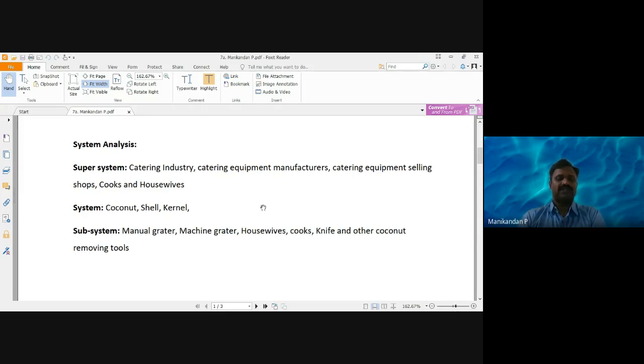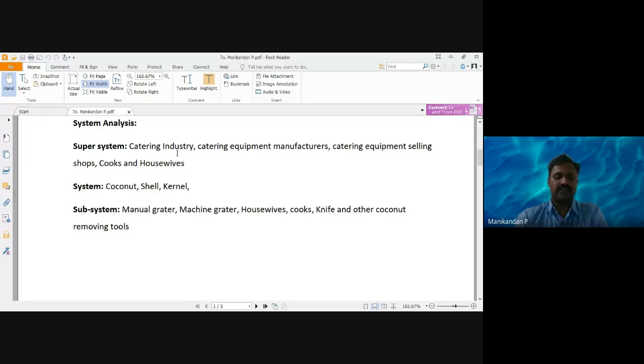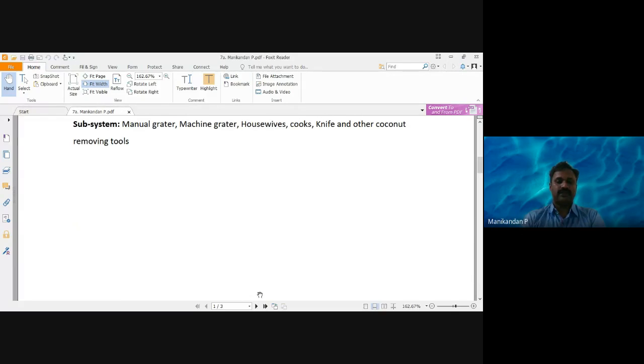During my system analysis, I found out that the super system is the catering industry and the household, mostly the households, which is what I am focusing on. The catering industry has heavy machines, but even if women have to enter the kitchen department, there also they will be facing this problem. The system is the coconut itself, the shell versus kernel, that's what I call it. How to pull out the kernel from the shell. The subsystem is, there are many subsystems, but I have mentioned a few.